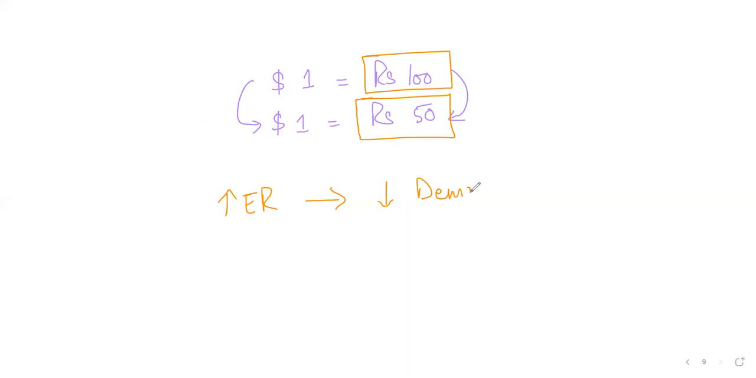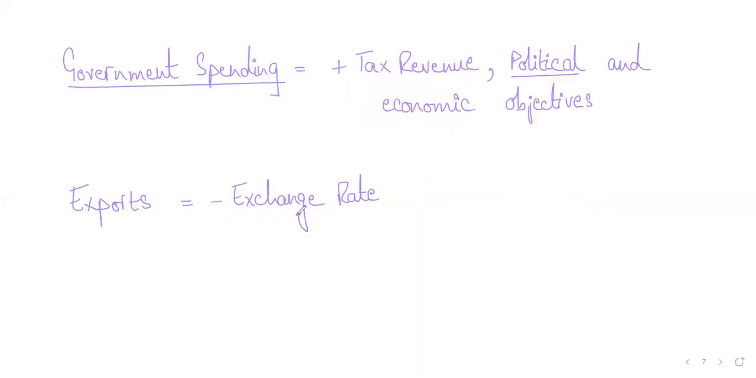Previously, an American used to give $1 and buy goods worth 100 rupees in Pakistan, because $1 used to be equal to 100 rupees. Now, against $1, that American only gets to buy goods worth 50 rupees, right? Yes or no? So that's why our products are now more expensive for Americans, and therefore they will buy less. They will demand less. Yes or no? Got it? So stronger exchange rate, negative sign. Stronger exchange rate means lower exports.